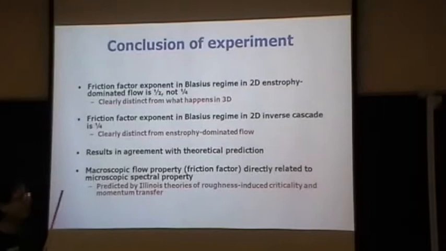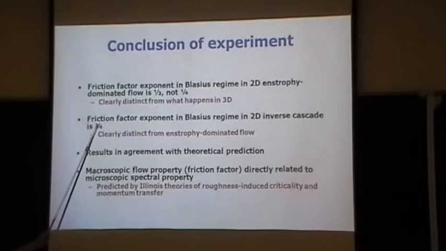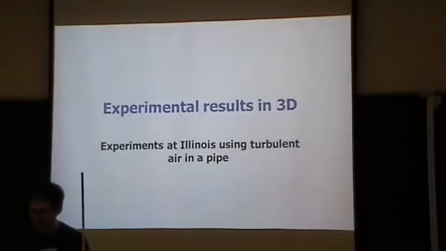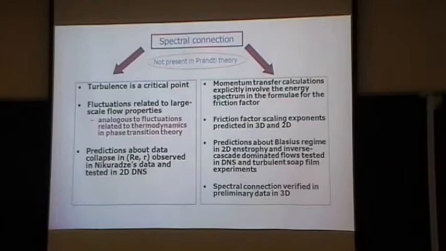So what I've shown you then is that the friction factor exponent in the Blasius regime is a half in the entropy dominated flow, and it's a quarter in the inverse cascade flow. And so these regimes have real significance. Okay, so here's the summary. So what I've shown you is that there's a kind of spectral connection that connects small-scale fluctuations and large-scale flow properties in turbulence. And this spectral connection is not present in any previous attempts at looking at turbulence.